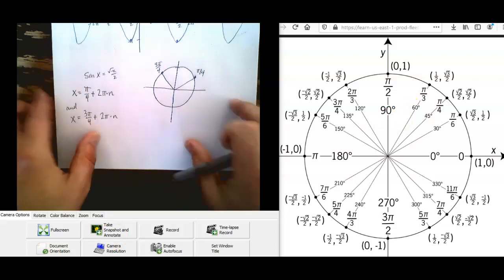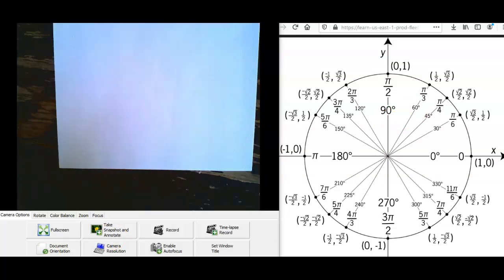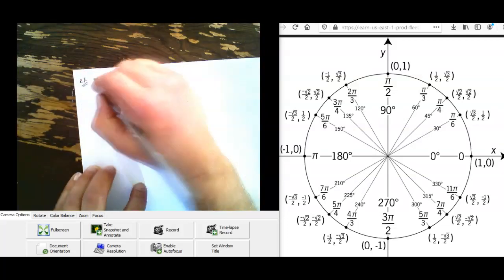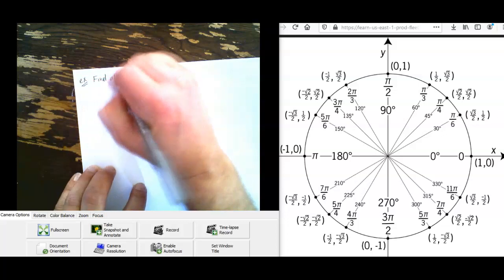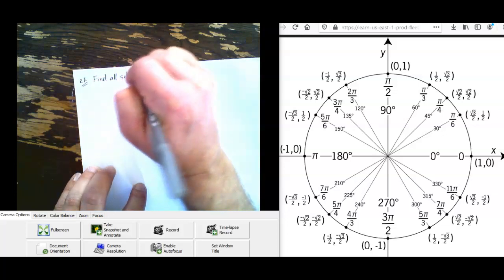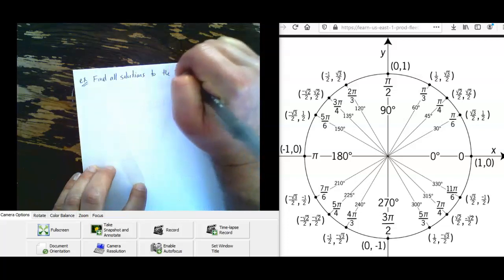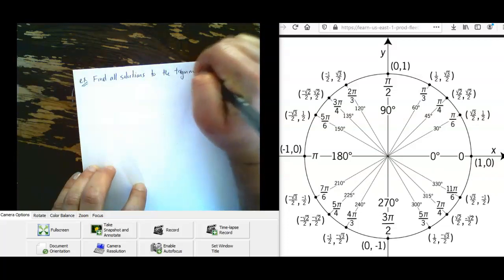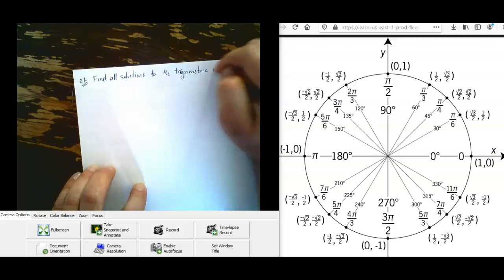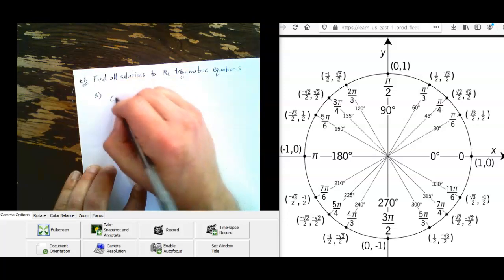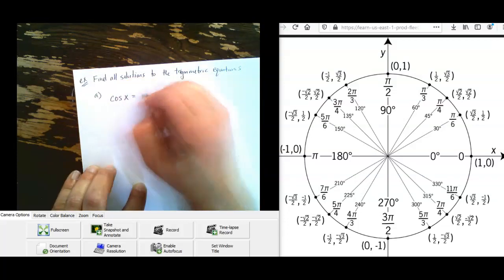So let's look at another example. Find all solutions to the trigonometric equations. Let's start out with the not so bad one. How about the cosine of x is equal to 1/2?